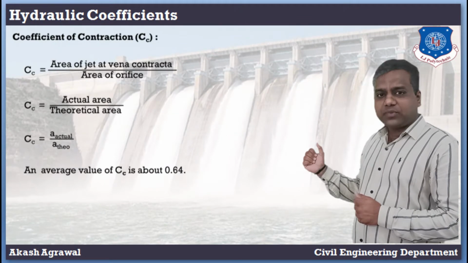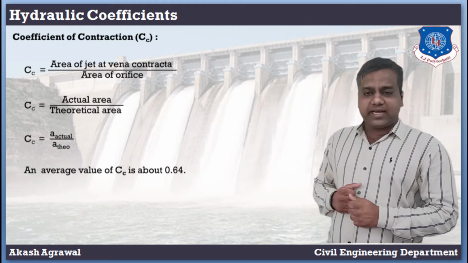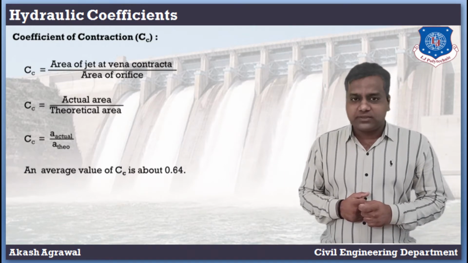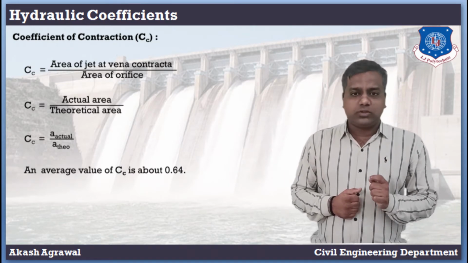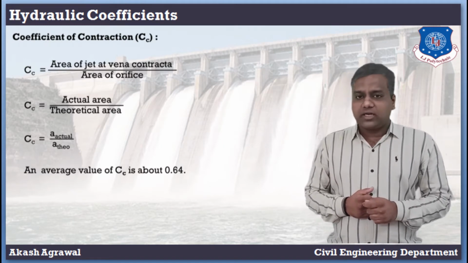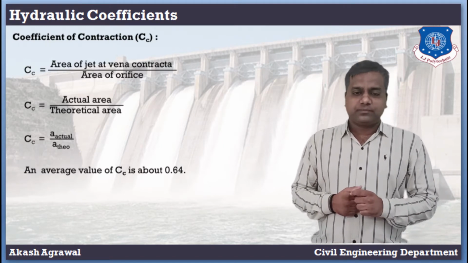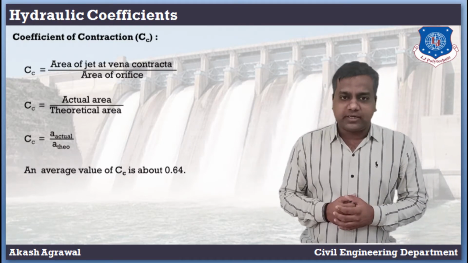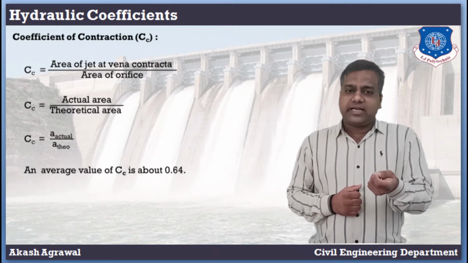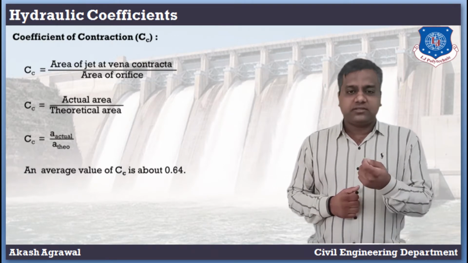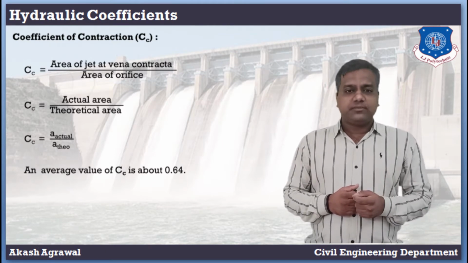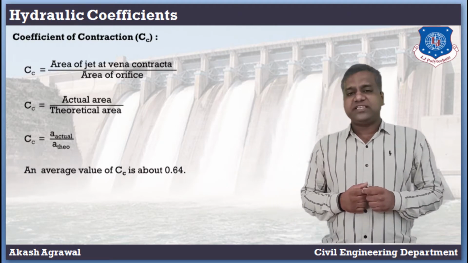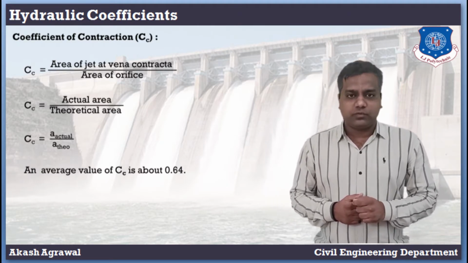As you can see in the image, the coefficient of contraction is defined as the ratio of the area of jet at Vena contracta to the area of orifice. It is denoted by CC is equal to area of jet at Vena contracta divided by area of orifice. Now CC is equal to actual area upon theoretical area. Actual area is represented as A actual and theoretical area as A theoretical. Now CC becomes A actual upon A theoretical. The average value of CC is about 0.64.